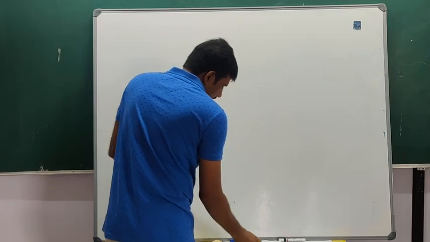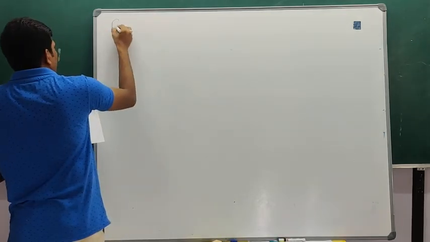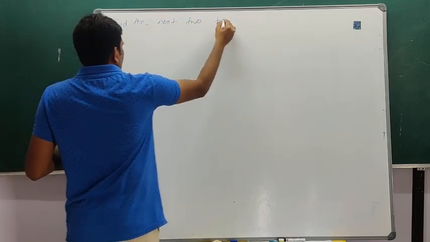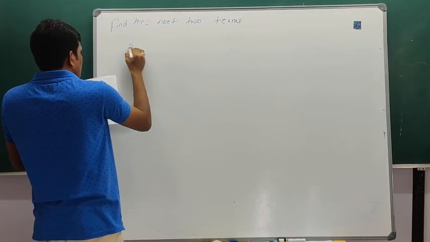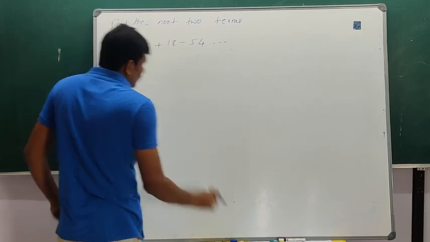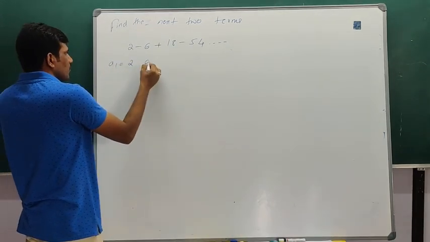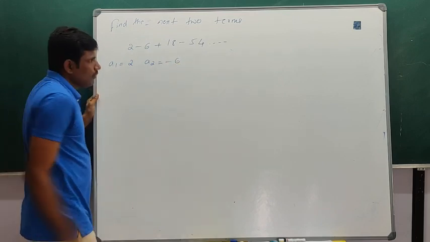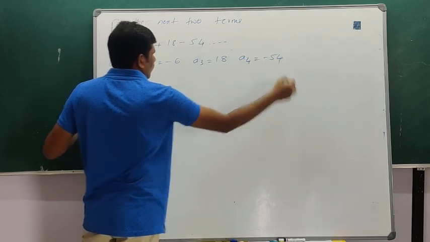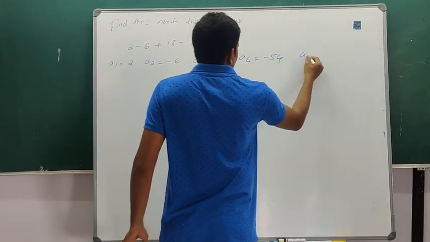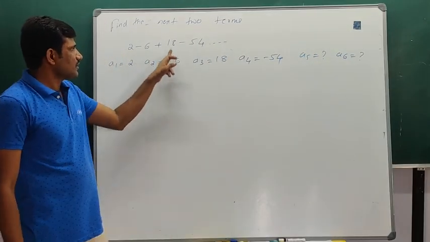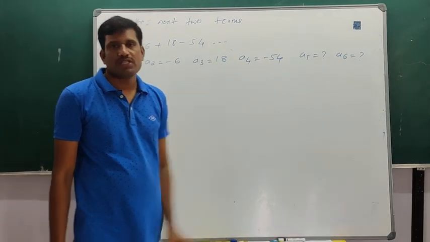Next. Find the next two terms. See, what is the first term? The first term is 2. What is the second term? That is minus 6. What is the third term? The third term is plus 18. What is the fourth term? That is minus 54. Now next two terms means we have to find A5 and A6. What are A5 and A6?